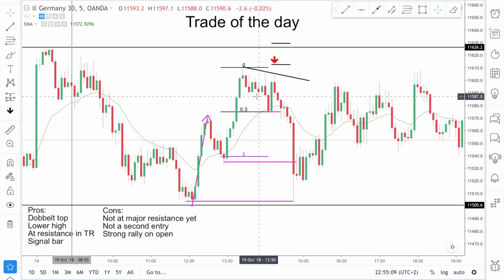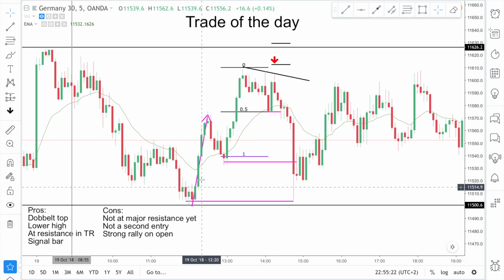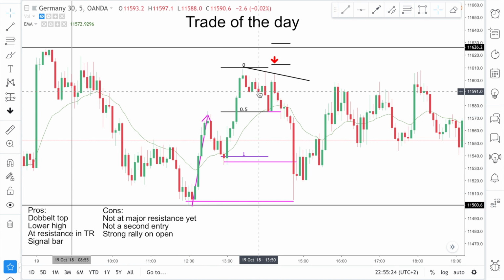Cons, it's not quite all the way up at the highs up here yet. It would have been nicer if this setup had presented itself all the way up here in the major resistance area. And it's not a second entry on a higher time frame. That's going to be the first entry. That's going to be the second entry. So technically, you had a second entry in here somewhere on a higher time frame with the stop up here. But here it is a new low, and it is a first entry.